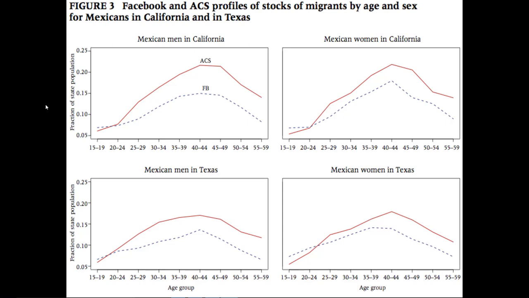For young age groups, the two data sources line up fairly well, but for older age groups, we see that there is a big bias between Facebook and the ACS. And this could be related to all sorts of things.